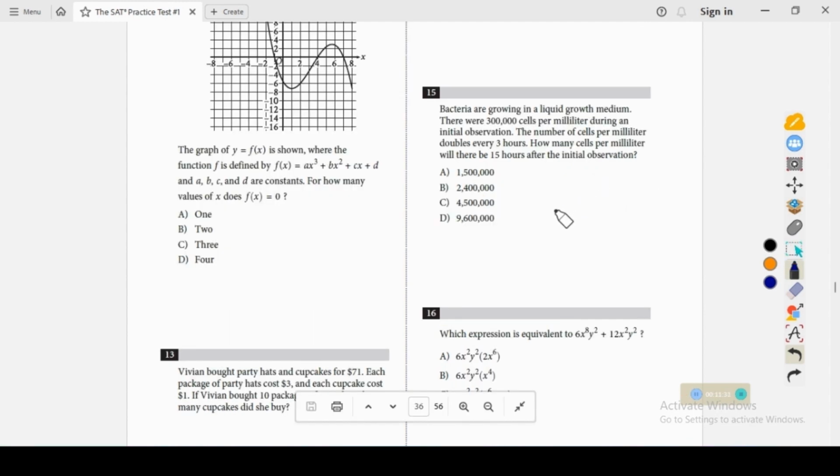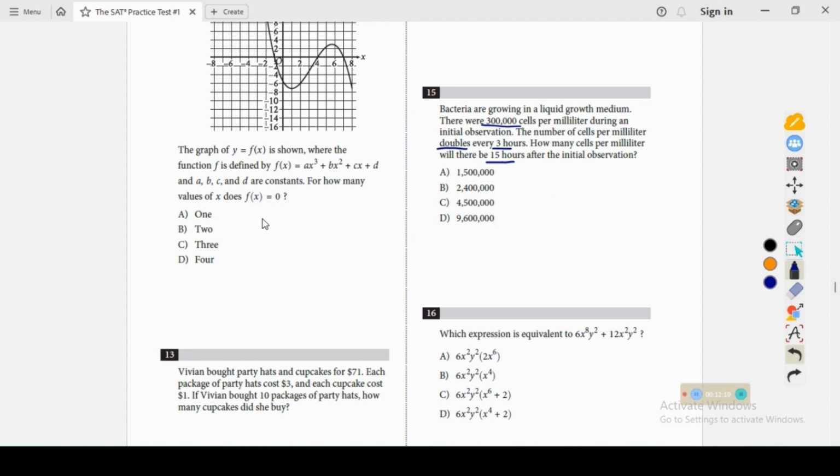In question number 15, bacteria are growing in a liquid growth medium. There were 300,000 cells per milliliter during an initial observation. The number of cells per milliliter doubles every 3 hours. How many cells per milliliter will there be 15 hours after the initial observation? So this is the initial observation of cells, and the cells are getting doubled every 3 hours, and we have to find the number of cells after 15 hours.